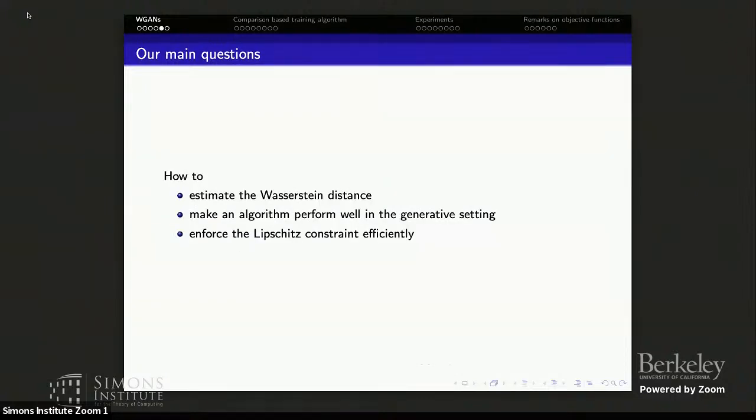Then our question is the following. How to estimate the Wasserstein distance, how to make the algorithm perform well in the generative setting, and how to enforce the Lipschitz constraint efficiently. So this is what I'm going to talk about today.